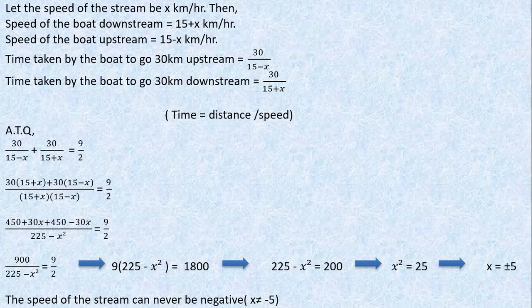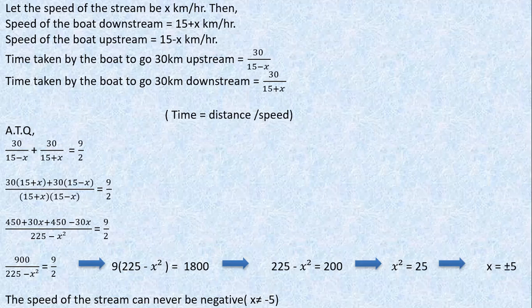Now time taken by the boat to go 30 km upstream is given by time equals distance by speed. The distance covered is 30 kilometers divided by speed upstream, which is 15 minus x. Now time taken by the boat to go 30 km downstream is again given by the same formula. Time equals distance by speed, that is 30 divided by speed downstream, which is 15 plus x.